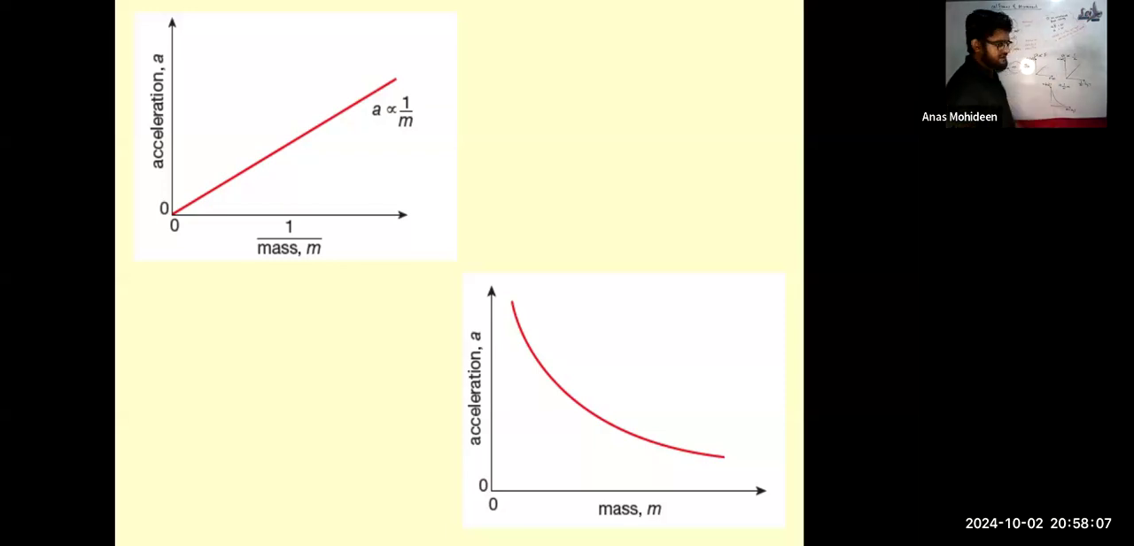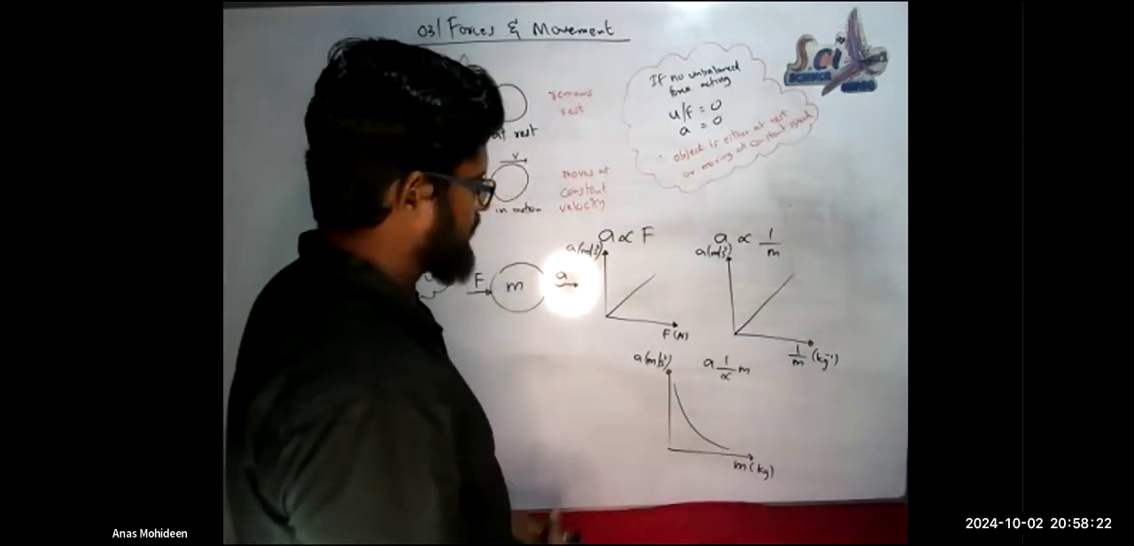Clear? So three graphs I have given you, these two are the same. Again and again I'm saying, only the way you are taking it: it's 1 over m, this is m. Okay, note it down please.